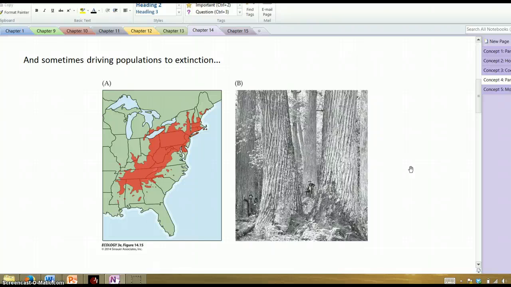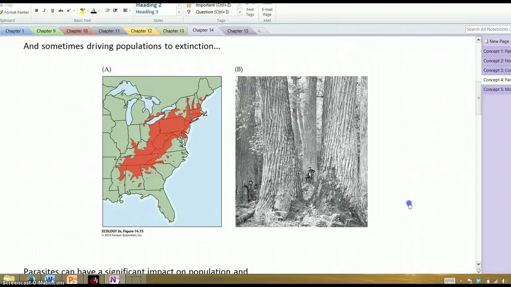essentially drive a species to extinction, which is what happened to the American chestnut. Now, the American chestnut isn't actually extinct, but from an ecological perspective, it's really extinct because it was very much a dominant species that ranged over a good chunk of the country, but now is virtually gone from wild populations because of a fungus that was introduced from Asia.